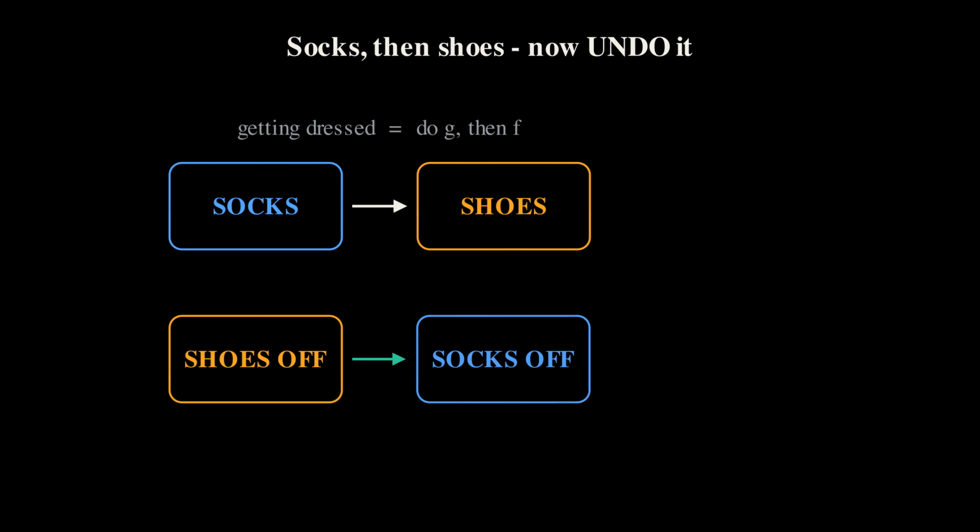That single idea, chaining operations and reversing them, is the entire topic. Composite functions build the chain. Inverse functions reverse it. Let's make it exact.